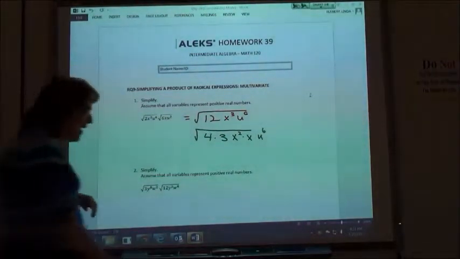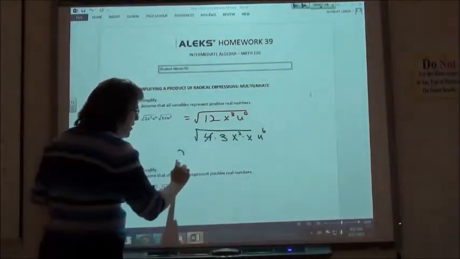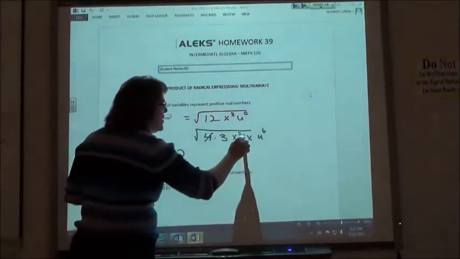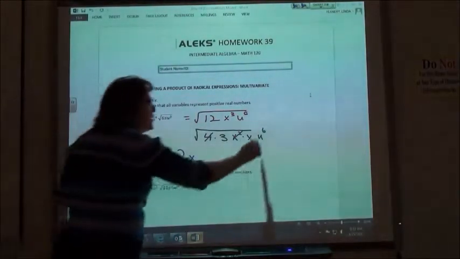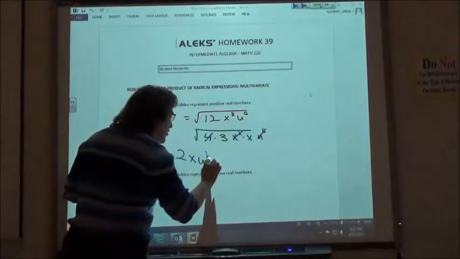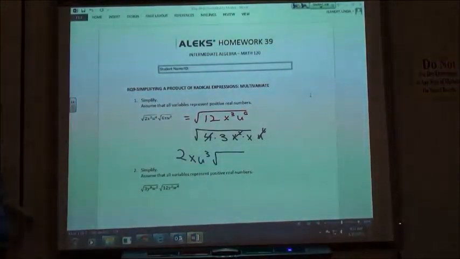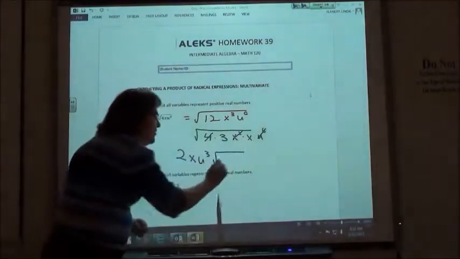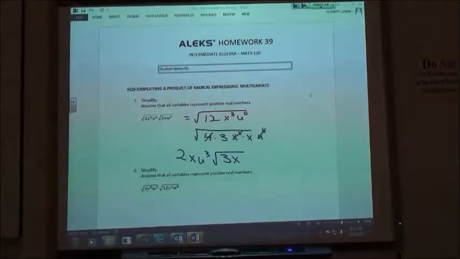And then I'm going to go ahead and take out my perfect squares. So square root of 4 is 2. Square root of x to the second would be x to the first, because I take half of my exponent. Square root of u to the sixth is u to the third, again taking half of my exponent. And I have the 3 and the x left underneath my square root. And so I get 2xu cubed square root of 3x. So basically all you're going to do is multiply them together and then simplify them like we did the other day.